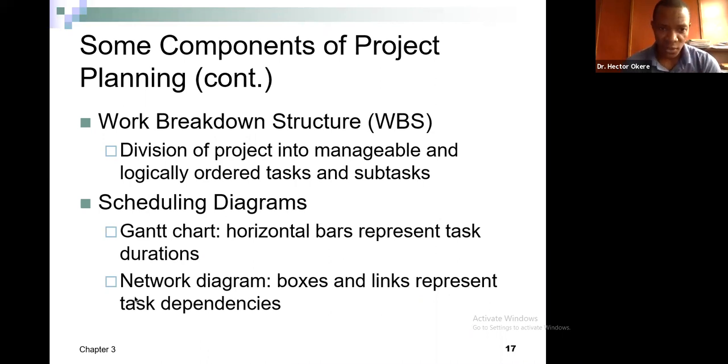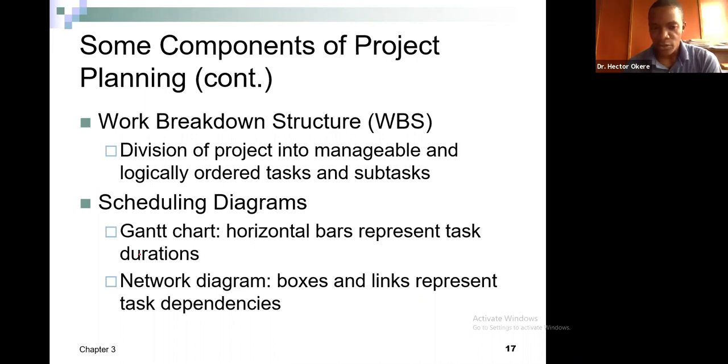So work breakdown structure is a division of the project into manageable and logically ordered tasks and subtasks. Work breakdown structure. Basically, the work, you break it down and you structure it. It's called the WBS, so remember that.